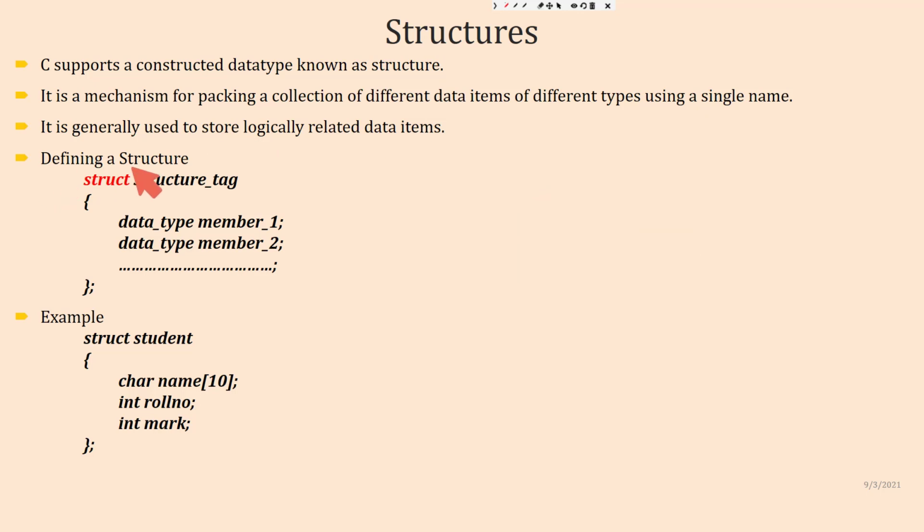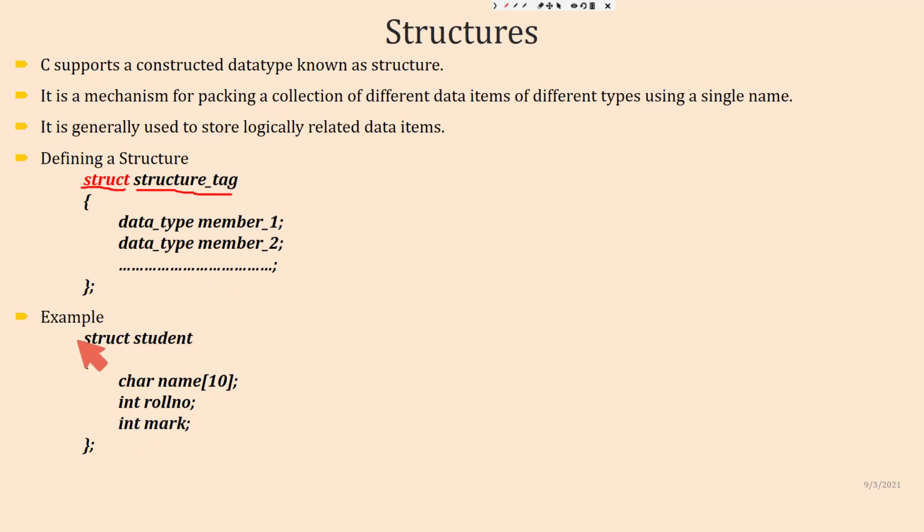So how to define a structure? First we have to use a keyword called struct. Struct is a keyword. Then you have to give a structure tag. Structure tag means it is an identifier. You can give any name, but you have to follow the rules of identifiers. Then you have to give data type member 1, data type member 2, etc. These data types may be different. The first one may be integer, the second one may be character, or something like that.